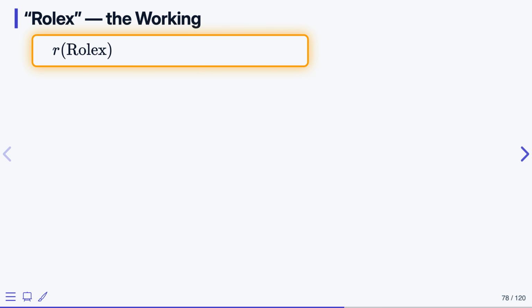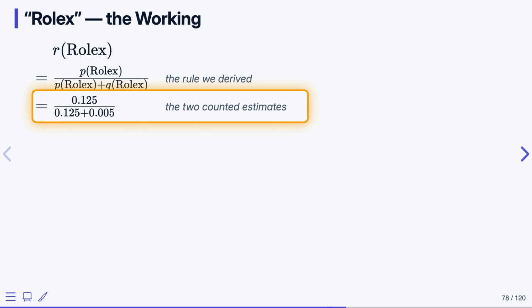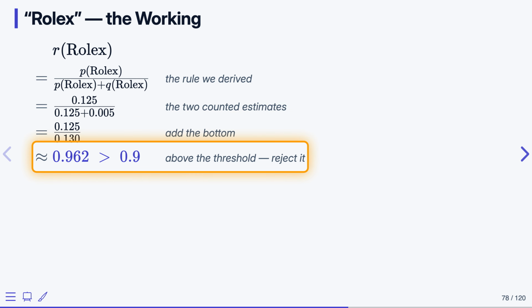We want R of Rolex. The rule we derived is P over P plus Q. Put the two estimates in, 0.125 on top. On the bottom, 0.125 plus 0.005. Add the bottom, that is 0.13. Divide, the score is about 0.962. Our threshold is 0.9, so the score is above it. We mark the message as spam and reject it.